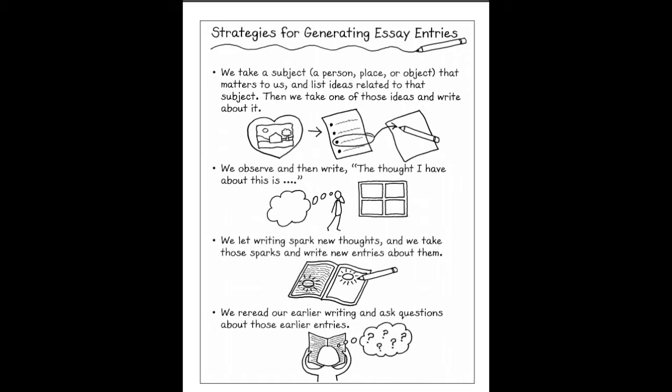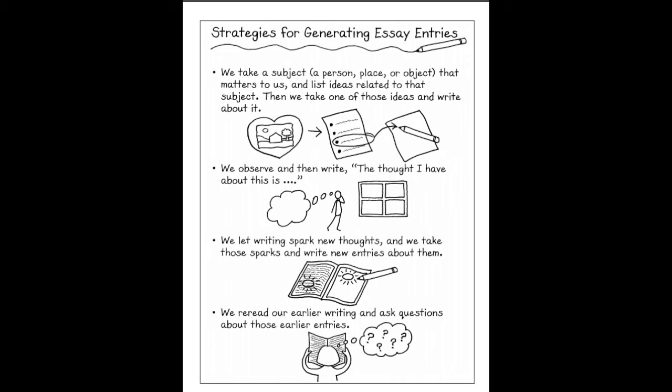What I want for you to do today is to think about ideas that you might want to do for an essay. If you take a look at this chart, it says strategies for generating essay entries. We take a subject, like a person, place, or object that matters to us and list ideas related to that subject. Then we take one of those ideas and write about it. We've done that several times. We started way back with ice cream. We observe and then write, the thought I have about this is. Then we let the idea spark new thoughts, and we take those sparks and write new entries about them. That's where we are today.